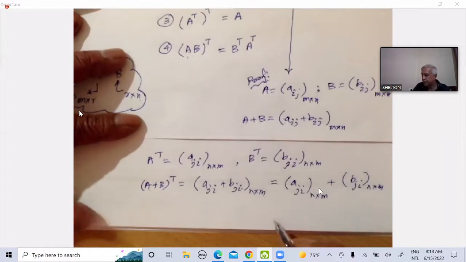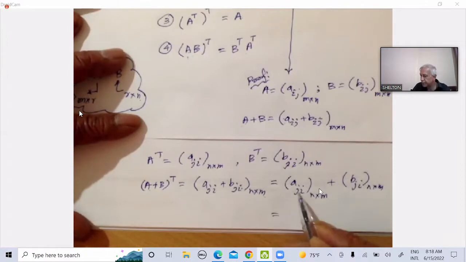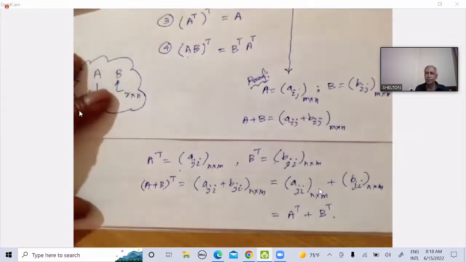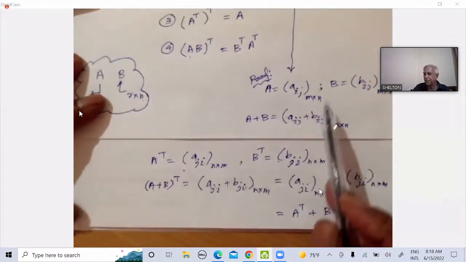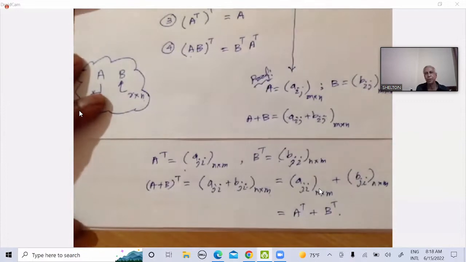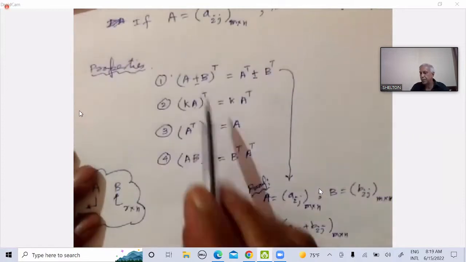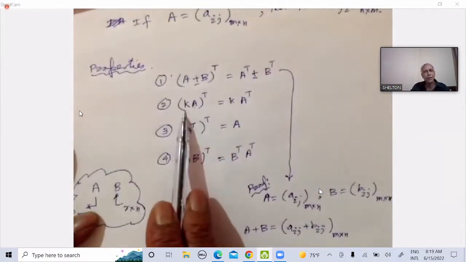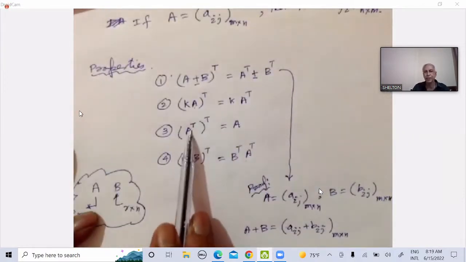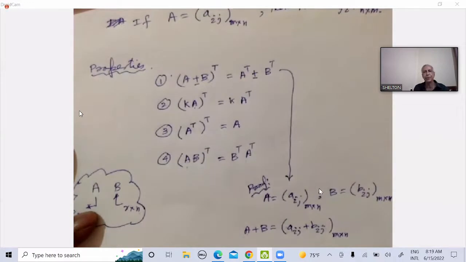This is the same as A transpose, plus this is the same as B transpose. So I gave you an example to verify, but here we have proved (A plus B) transpose is A transpose plus B transpose. This now you can try to prove. This also you can try to prove using Aij notation.